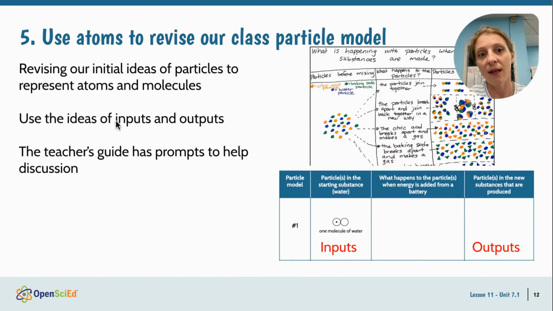We're going to use the ideas of inputs and outputs. And I literally have my students write these words right on the worksheet that you can get at the OpenSciEd website, so that they begin to use these terms, inputs and outputs, and it helps them to start to understand what's happening during chemical reactions. As you are doing this, there are prompts in the teacher guide to help you with this discussion.